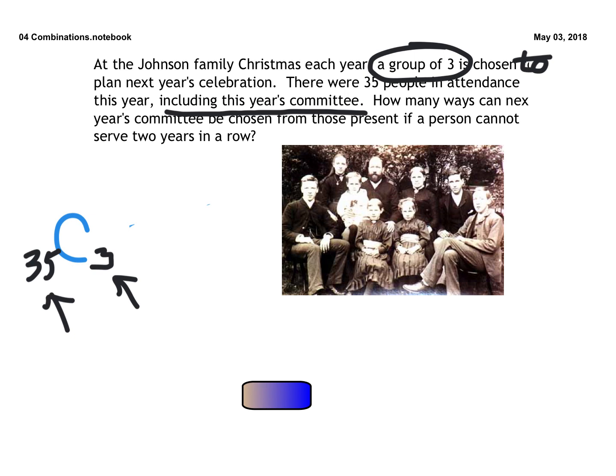So now I see what you're talking about, because you read further into the problem than I did. How many ways can next year's committee be chosen from those present if, this is the key part, if a person cannot serve 2 years in a row? Then do you get there really aren't 35 people to pick from?